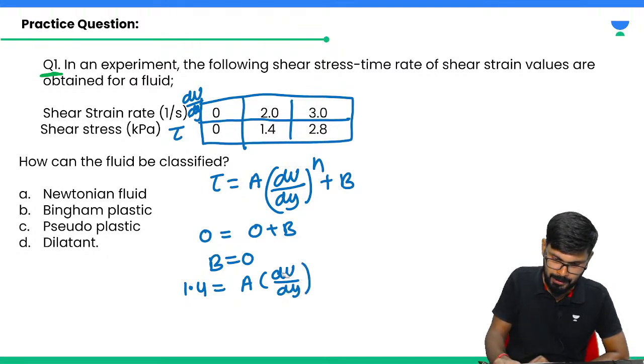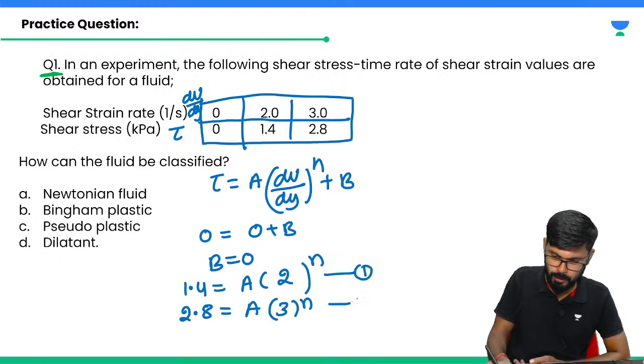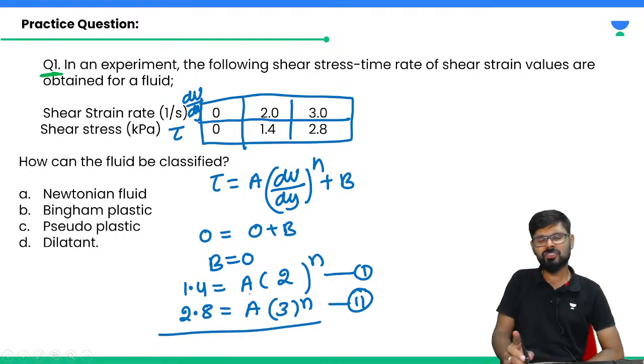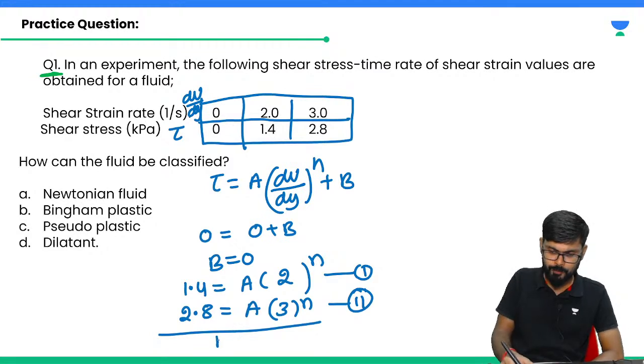Du by dy कितना है? 2. Du by dy is 2 to the power n, and then 2.8 na, a 3 to the power n. 2 equation, 2 unknown. Just find out the value of n from here. A is not required. Only try to find out the value of n. So I hope you will get n value 1.709.